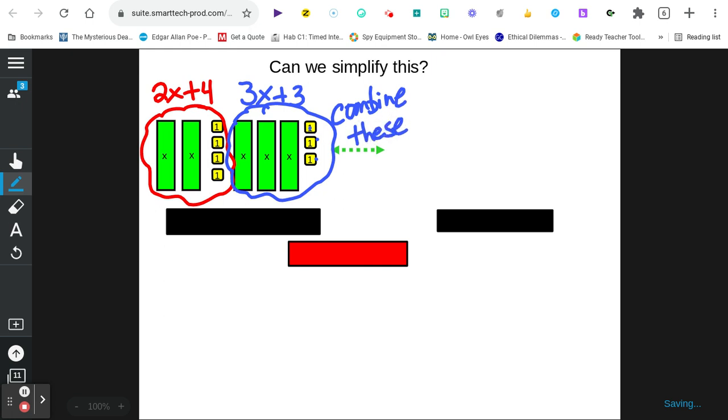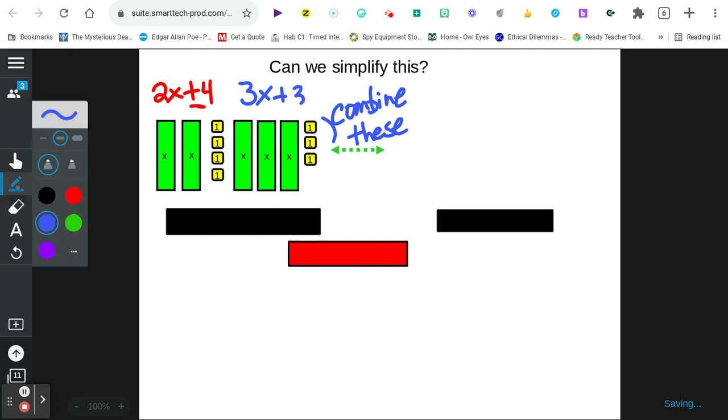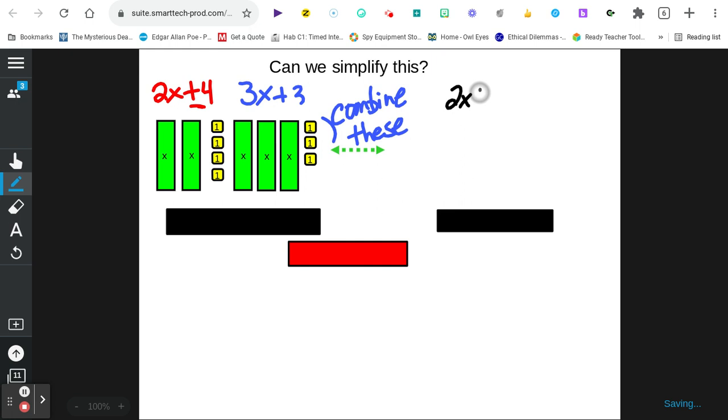So when you combine these, you don't think of them as being separate entities. You could just look at the number of greens that you have. Just looking at the tiles, 2x's plus 4 plus 3x's plus 3 equals 1, 2, 3, 4, 5x's.